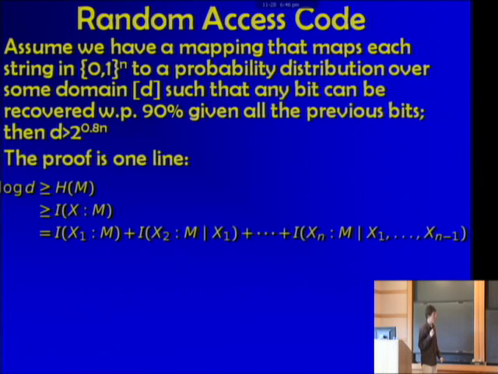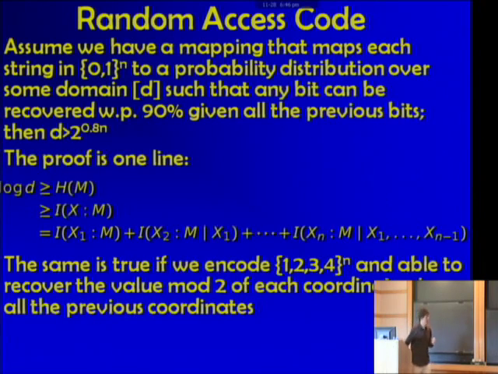Okay, so this is what I want you to remember. I should say we'll need later a slight variant of this. The encoding is not of a bit string, but a string over the alphabet 1, 2, 3, 4, and the decoding does not quite recover the number, but only recovers the value mod 2. So it only tells us if it's 1 or 3, or if it's 2 or 4. It turns out that exactly the same proof works there.